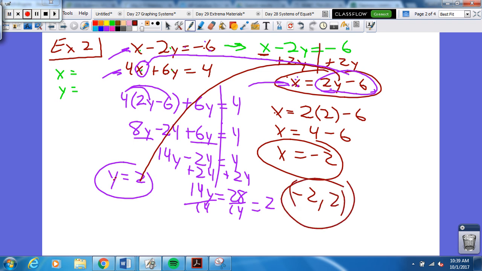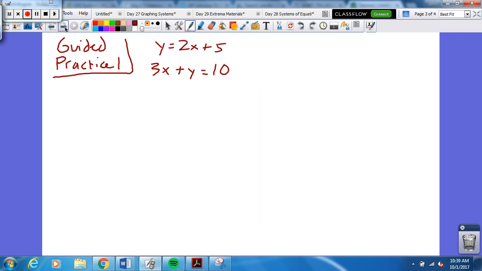Is that what they have in the textbook? Yeah, that's what they have in the textbook. Well, here's one they don't have in the textbook. See on the bottom of page 436, you see guided practice number 1. Write this in your notes. We're going to do guided practice 1 and guided practice 2.